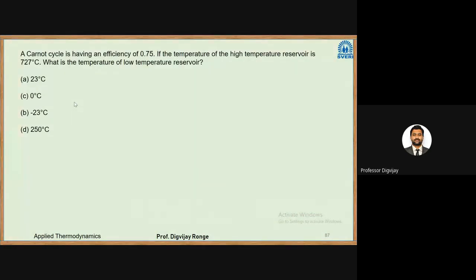And this is the last numerical for today's lecture. The Carnot cycle is having an efficiency of 0.75 if the temperature of the high temperature reservoir is 727 degrees Celsius. What is the temperature of the low temperature reservoir? Okay. So in this case, TH is given as 727 degrees Celsius. Convert that into Kelvin. And TL is unknown, but they have given the efficiency. Carnot efficiency is given as 0.75.